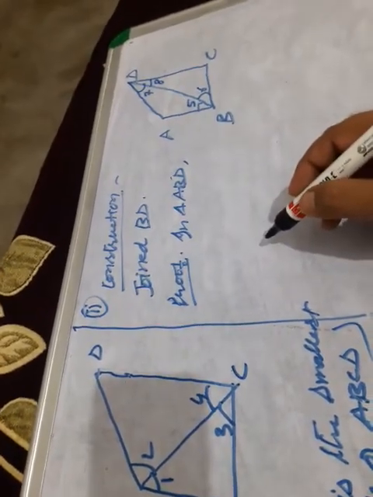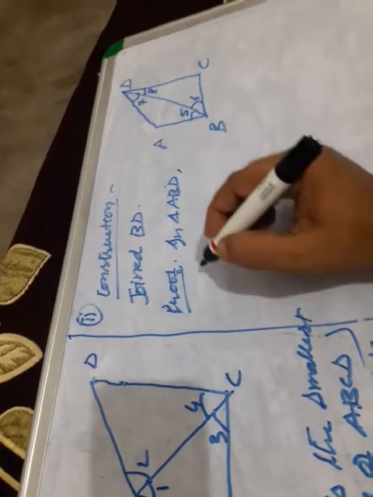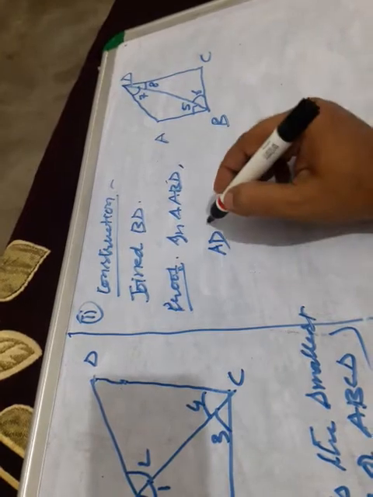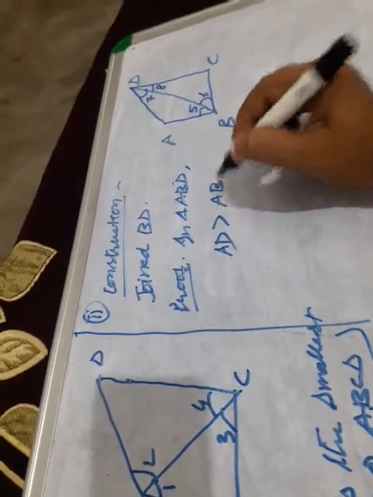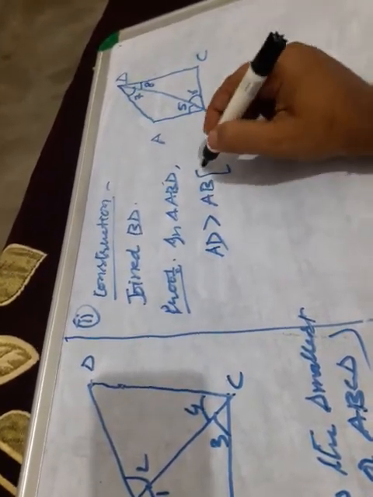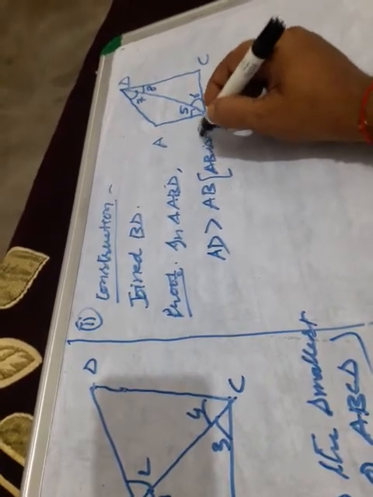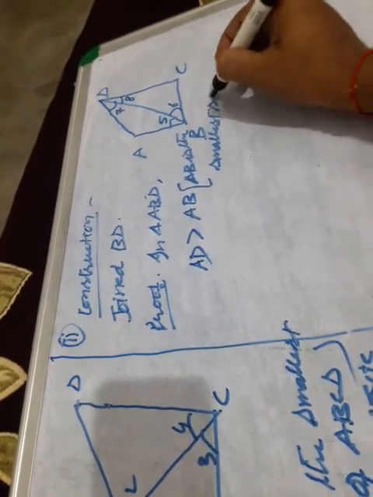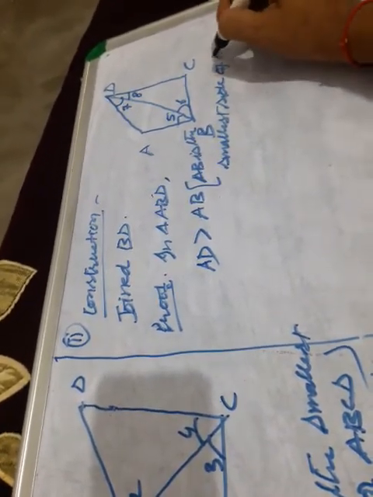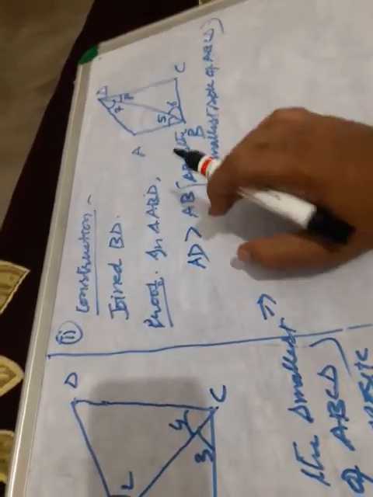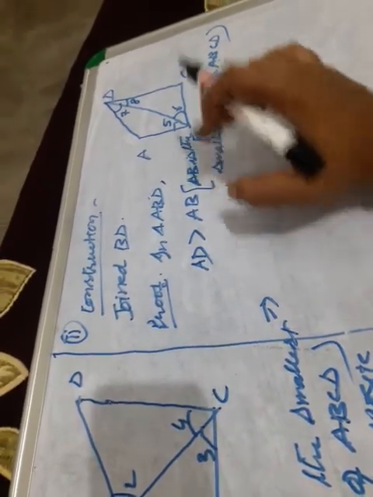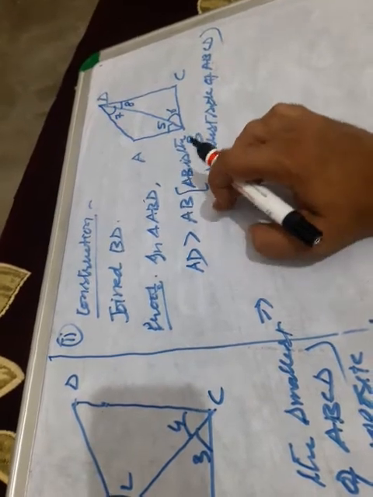See, children, AB is the smallest side, then AD is greater than AB. In triangle ABD, AD is greater than AB, because what is the reason? AB is the smallest side of ABCD. Okay, children, this implies that AD is greater than AB. It is obviously clear that AD is greater than AB, because AB is the smallest side.